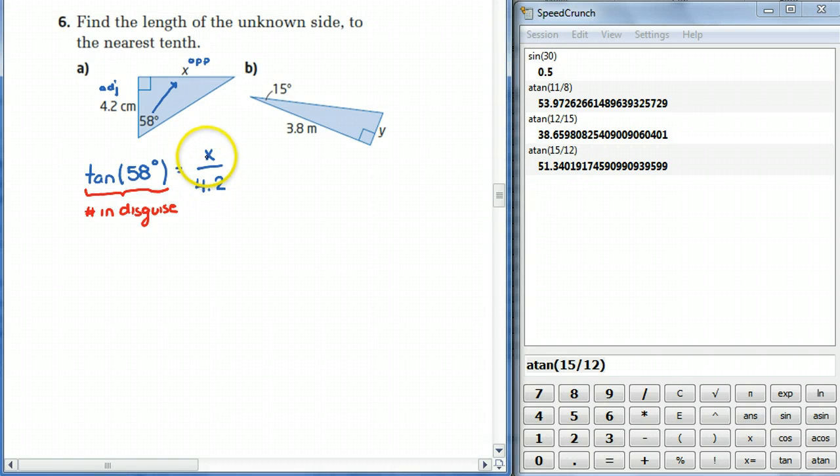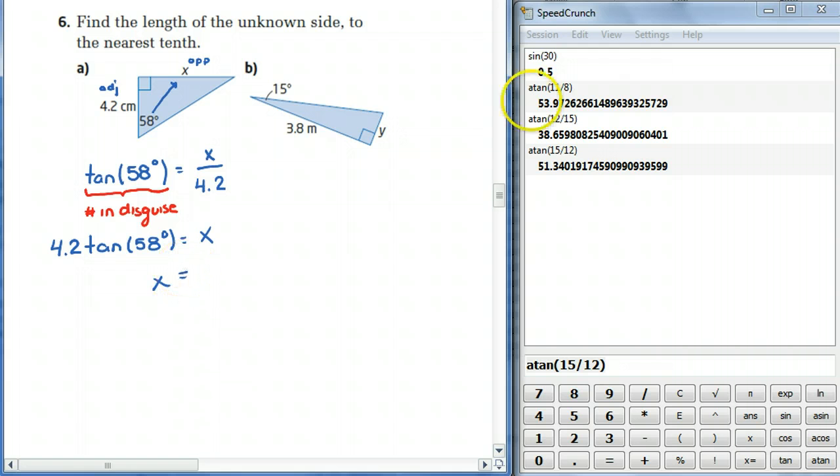So again, I want to get x by itself, so I'm going to multiply both sides of this equation by 4.2. So I'll get 4.2 tan of 58 degrees equals x. Now, a nice little piece of mathematical etiquette is we often write the constants in front of the primary trig ratio. So I could write tan 58 degrees times 4.2, but typically we write it up front. And now I'm going to plug that in my calculator.